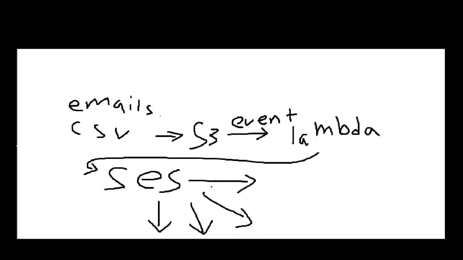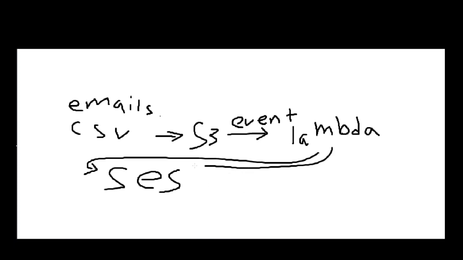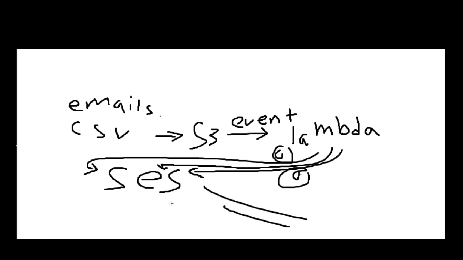Actually, technically, Lambda sends a whole bunch of different requests to SES, one for each individual email, and then SES sends out a whole bunch of different emails. So that's the basic architecture framework of how this works.